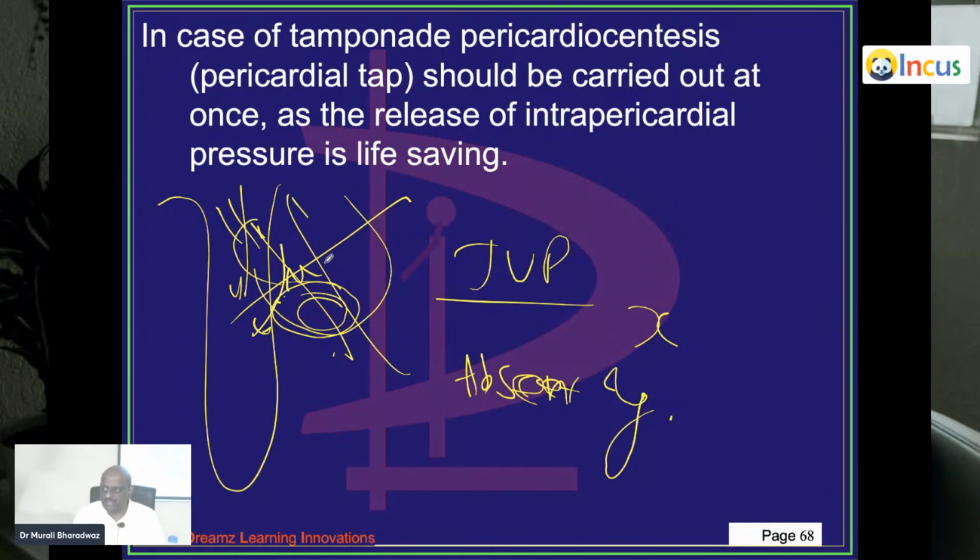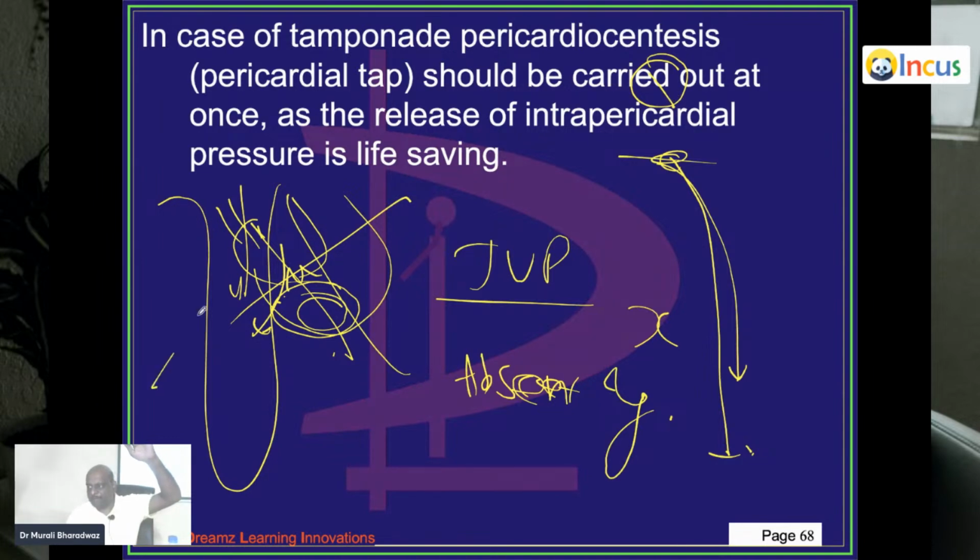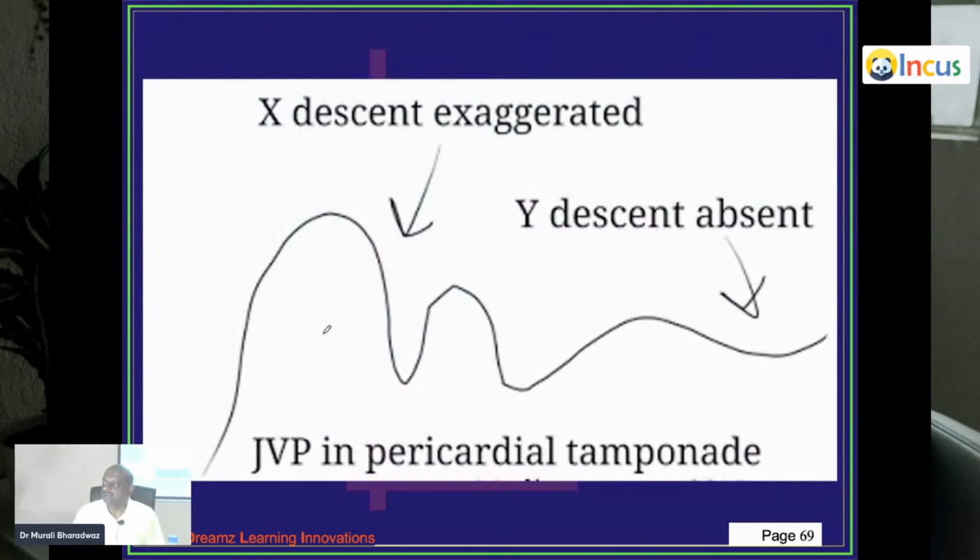So X descent is happening. So always a descent occurs from one point to another. If the point from where it is falling is already at a higher pressure, which happens because of the fluid around, X descent is prominent. But Y descent is absent. Y descent absent, X descent exaggerated.